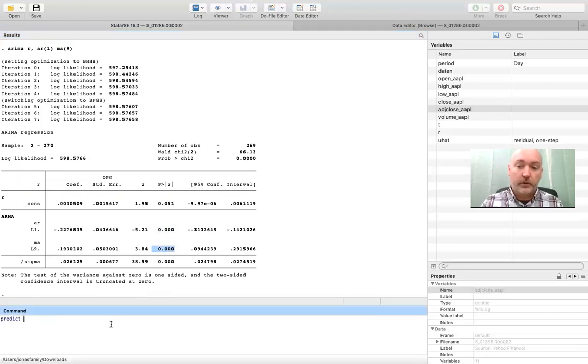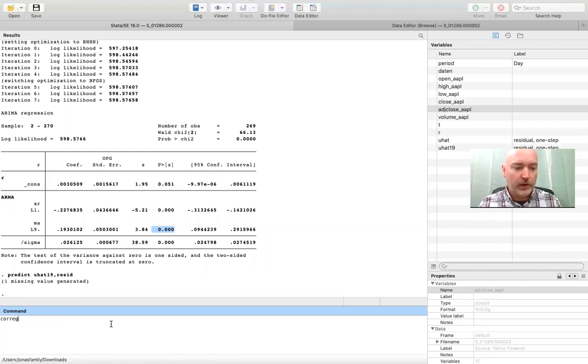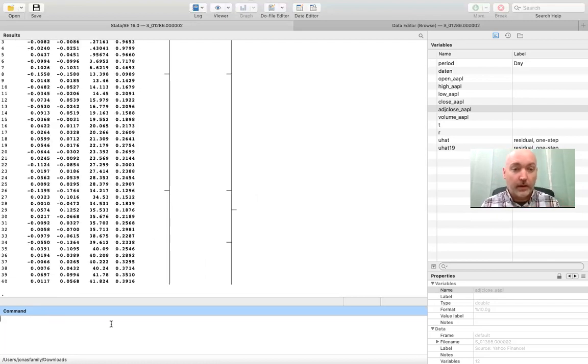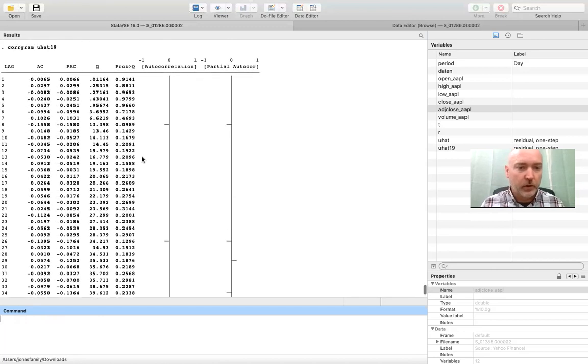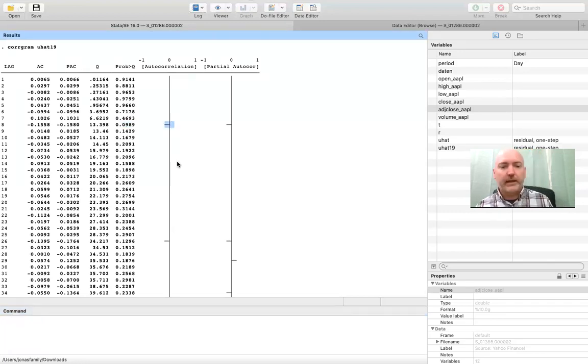Let's do the same thing. So predict another residual, call this 1.9, so I remember which model that came from. Comma resid, throw that into the correlogram. At 1.9, and we're hoping for this: no significance. So that p-value on the Q-stat, all the way down, no significance at the 5% level. This guy peaks under the 10% level. I'm not going to worry about that at lag 8.